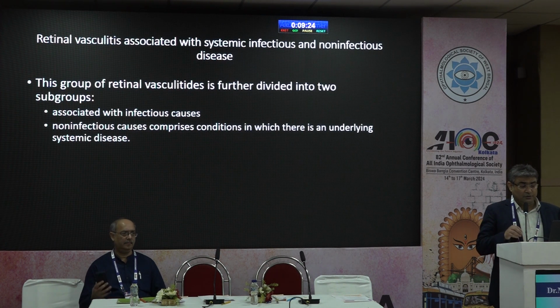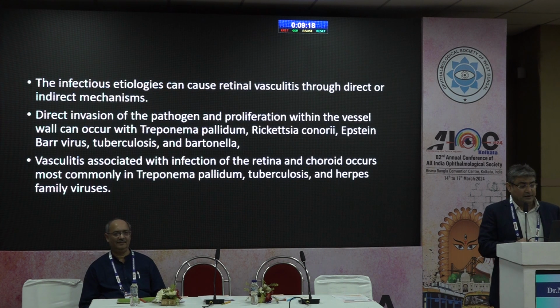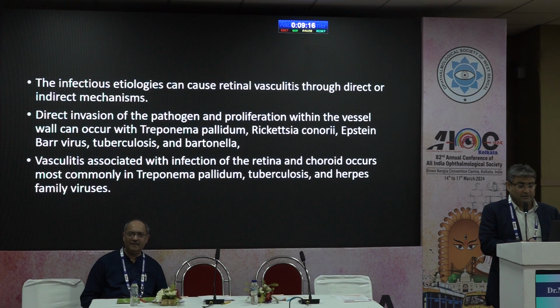Then we come to the conditions where infectious and non-infectious causes are there. Infectious etiologies can cause retinal vasculitis through direct or indirect mechanisms. Direct invasion of the vessel wall is known in Treponema pallidum, that is syphilis, rickettsia, Epstein-Barr virus, tuberculosis, and Bartonella. We are aware that vasculitis associated with infection of the retina and choroid occurs very commonly in syphilis, tuberculosis, and herpes family.